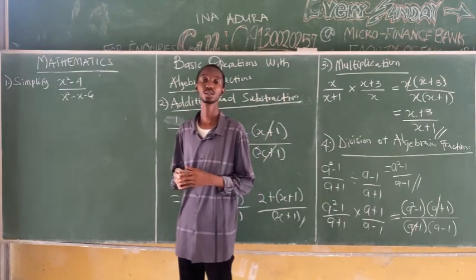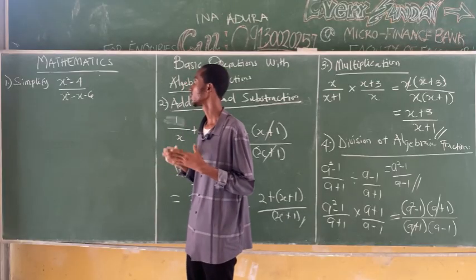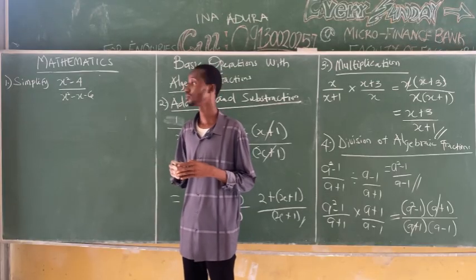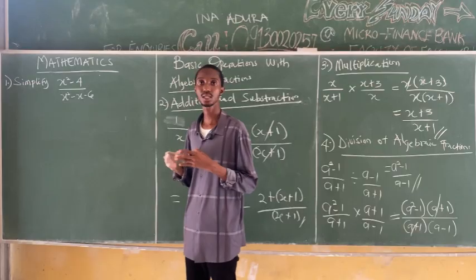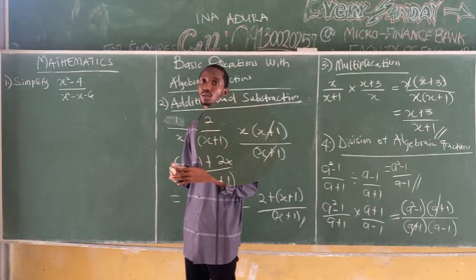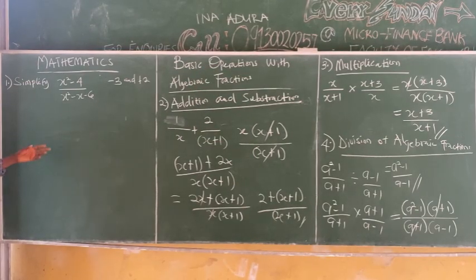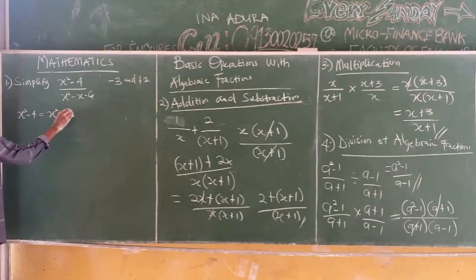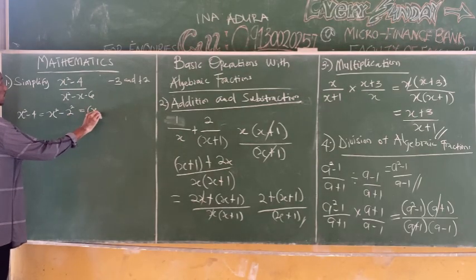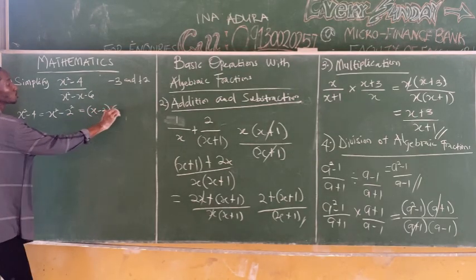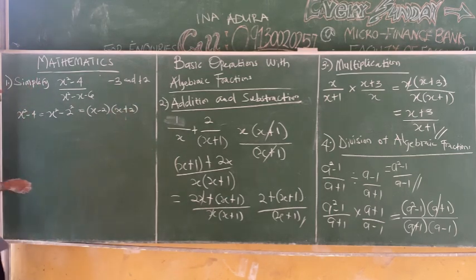Question 1 says, simplify x squared minus 4 divided by x squared minus x minus 6. For the numerator, we have x squared minus 4. This is the same thing as x squared minus 2 squared. Don't forget, from difference of two squares, we say this is equal to x minus 2 into x plus 2.